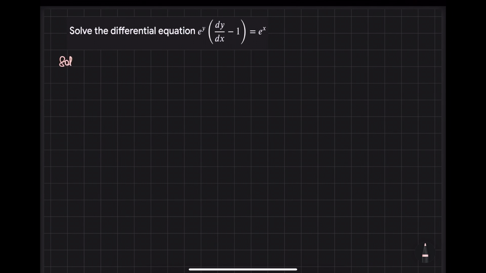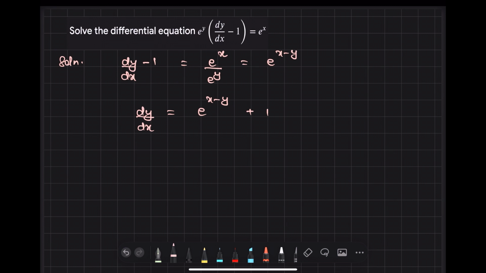Can I write this as dy by dx minus 1 is equal to e power x upon e power y, or e power x minus y? We can do that. Now, can I write dy by dx is equal to e power x minus y plus 1? Now look at this. You cannot segregate all y together, all x together, and this linear function is intact together. So what will we do? We will apply the reducible to variable separable method.